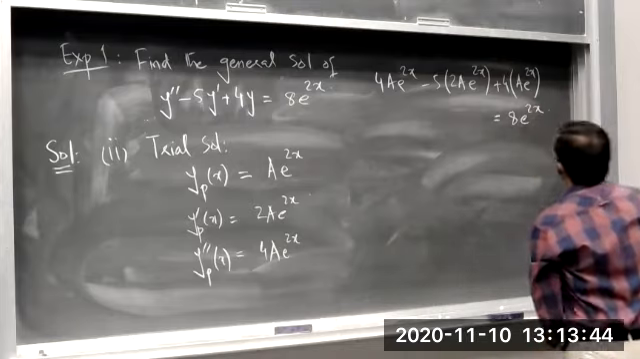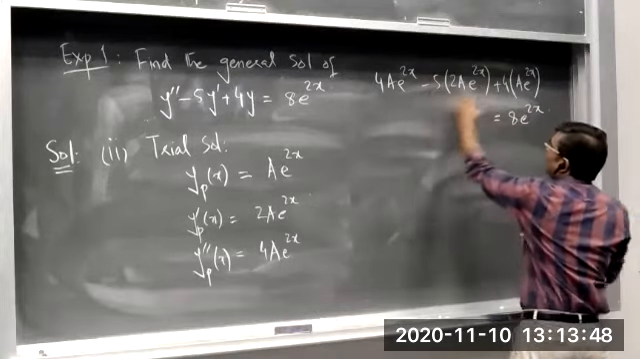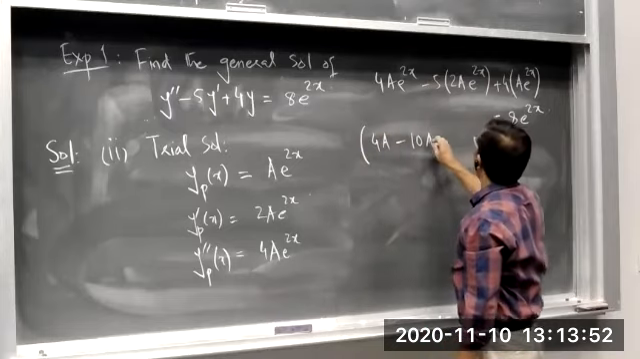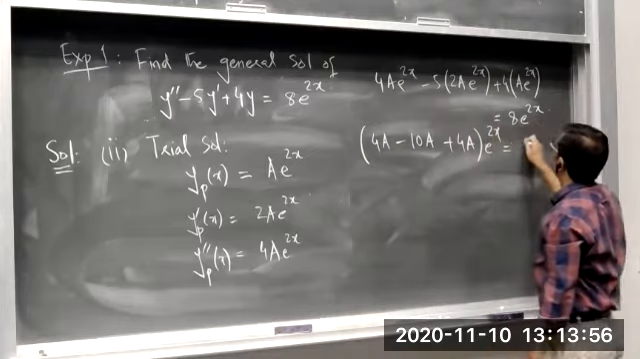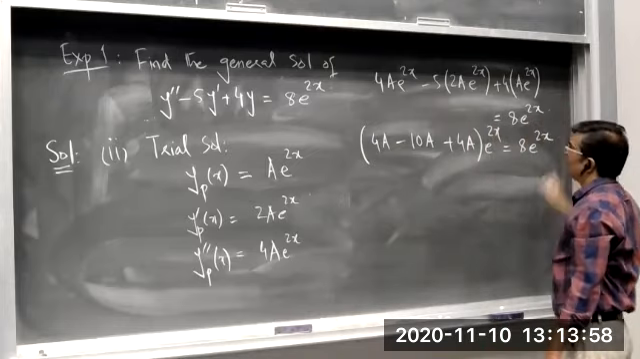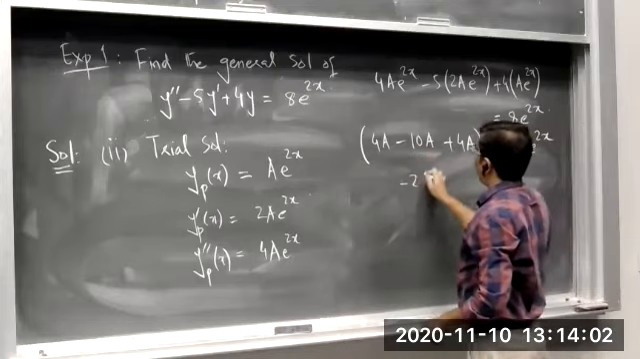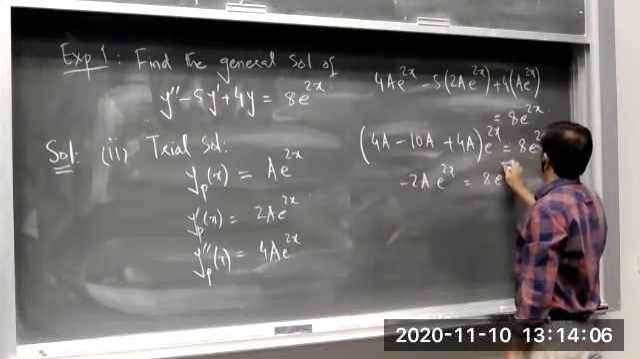Now we have to compare both sides. Take e raised power 2x common from here. So what do we get? 4a minus 10a plus 4a times e raised power 2x is equal to 8 e raised power 2x. Okay, what will come here? Minus 2a e raised power 2x is equal to 8 e raised power 2x.